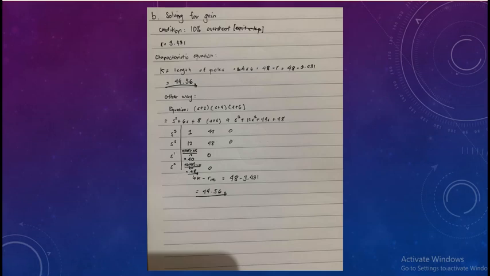So for our question B, it is about solving for the gain. We must satisfy the condition, which is 10% overshoot. In solving, we have to keep in mind that the value of r to satisfy our condition will be equal to 3.431.